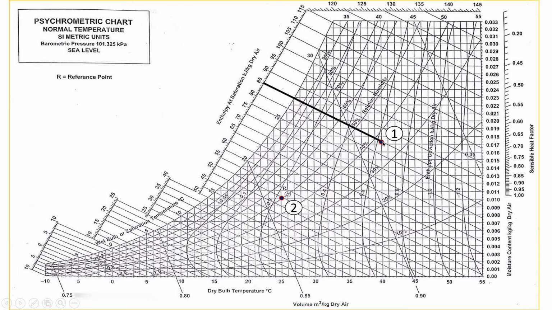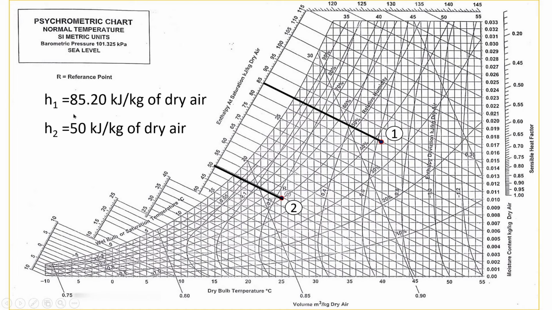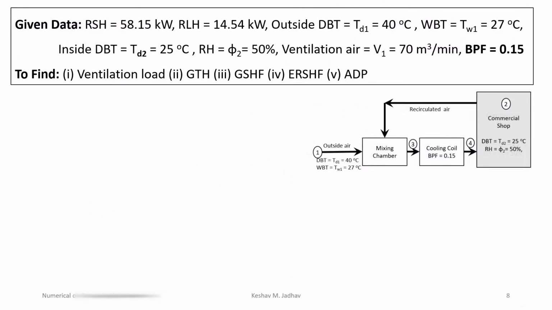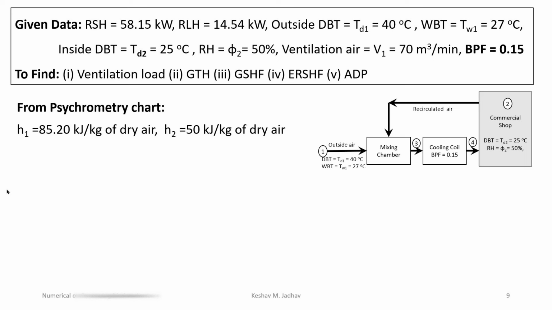So we can read the enthalpy at point 1, which is just greater than 85. So we can say it is 85.2, and from point 2 we can draw a line. Here it is about 50. So enthalpy at point 2 is 50. We can write enthalpy at point 1, H1, is 85.20 kilojoule per kg of dry air, and enthalpy at point 2, that is the inside room condition, H2 is equal to 50 kilojoule per kg of dry air. So from the psychrometric chart, we have calculated the values of enthalpies at point 1 and at point 2.